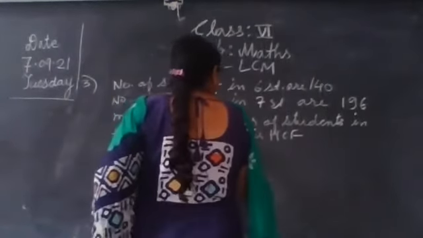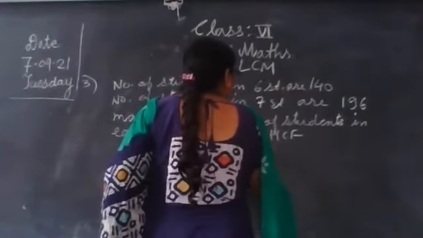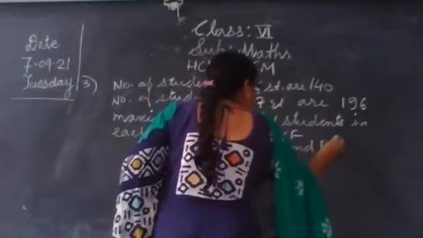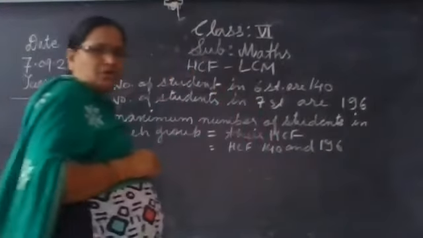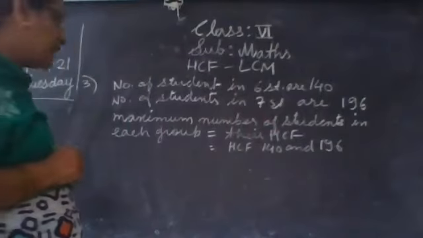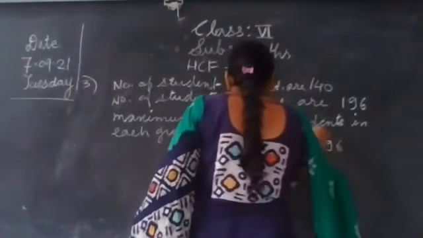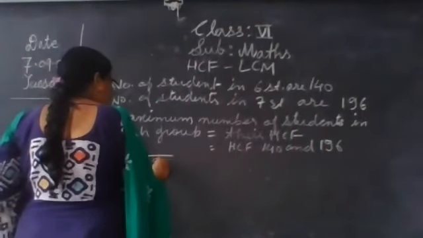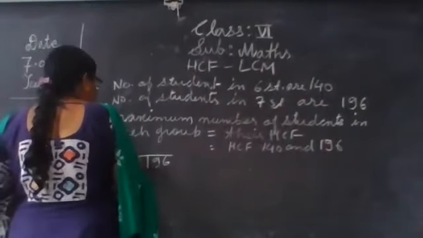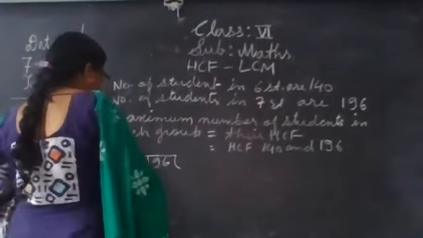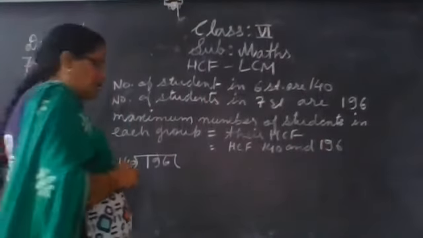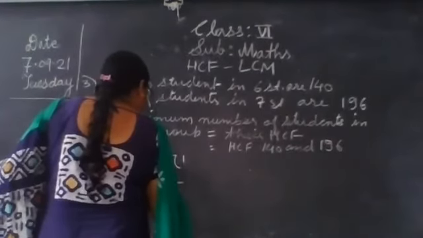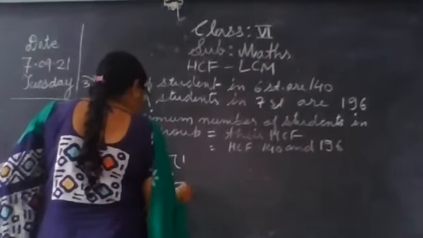So here you have to find the HCF of 140 and 196. Let's find it. 140 ones are 140, and 140 twos are 280. So we take 196 minus 140, which is 56.